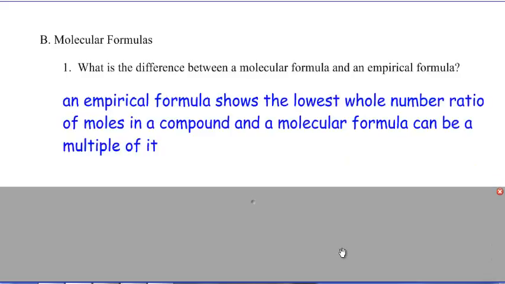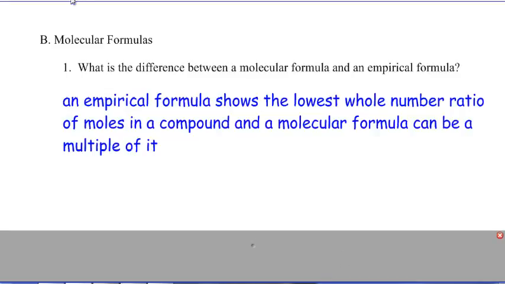An empirical formula, as you learned yesterday, shows the lowest whole number ratio of moles in a compound. But a molecular formula can be a multiple of it. So, for example, you could have the empirical formula CH2O, and this represents the lowest whole number ratio of 1 to 1.